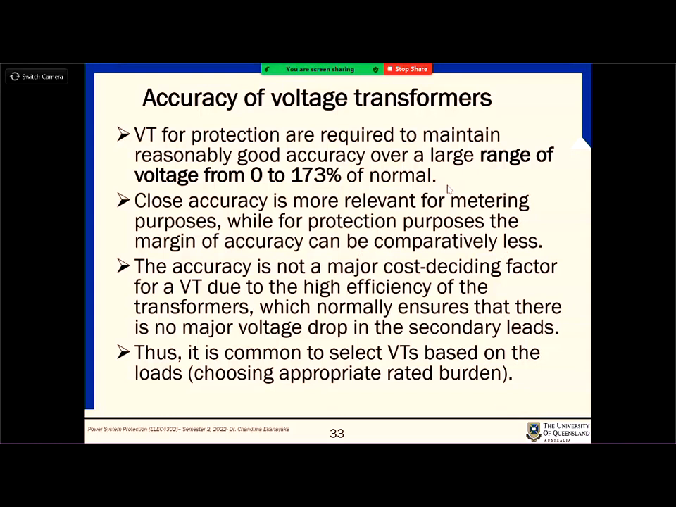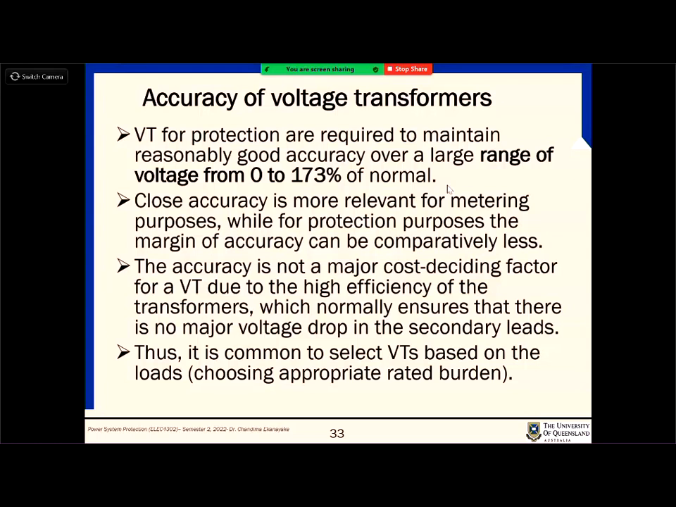Usually for metering purposes, as I said before, the accuracy is high. For protection purposes, you can have comparatively less accuracy. And the other thing is that accuracy is not the primary thing which decides the cost, but for a CT, yes. For a VT, no. Right? There are other factors like voltage levels and whether you are using a communication channel with the VT and those sort of other things, right? But because transformers are anyway very accurate, they are not basically inaccurate devices.